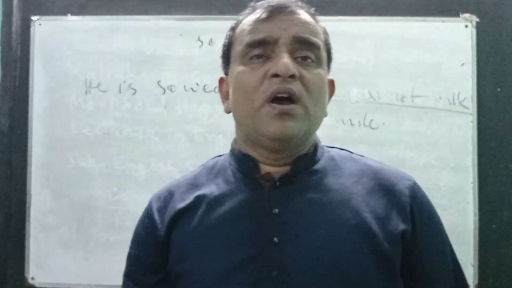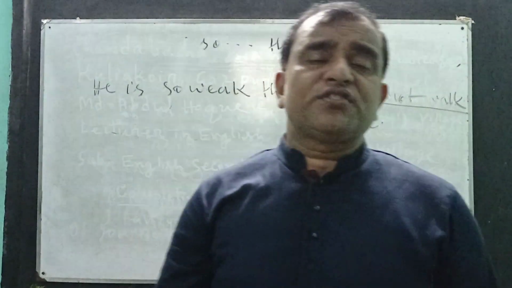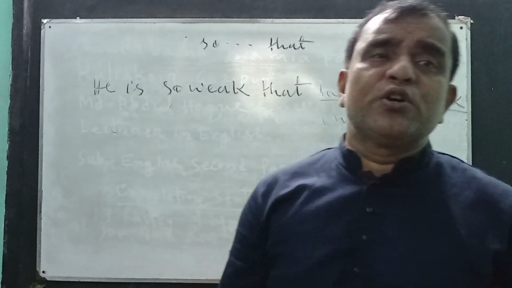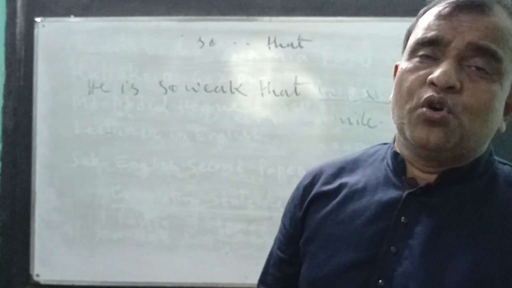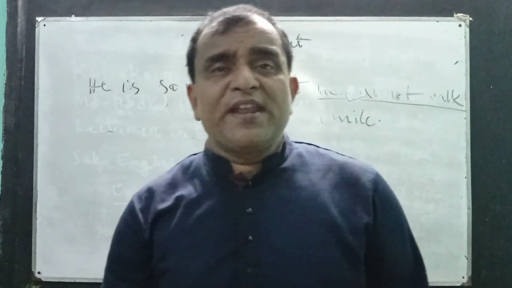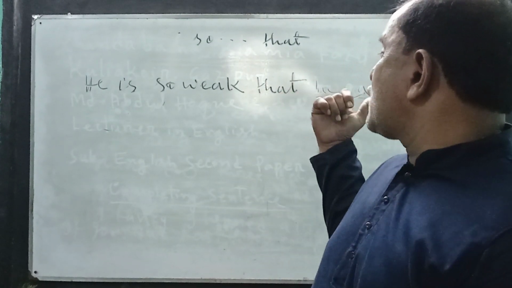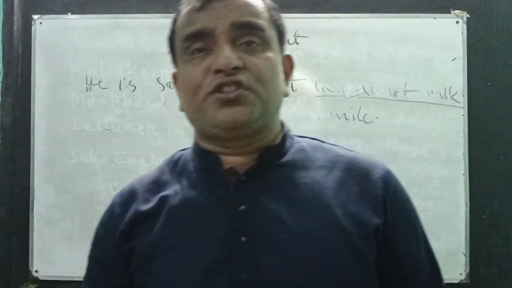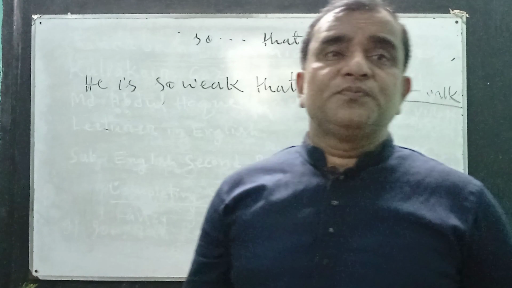That is, when the action is unable, in the next clause this structure will be used. So when you get a so that and that rule sentence, you must use cannot or could not in the next clause. This is the so that and that rule.